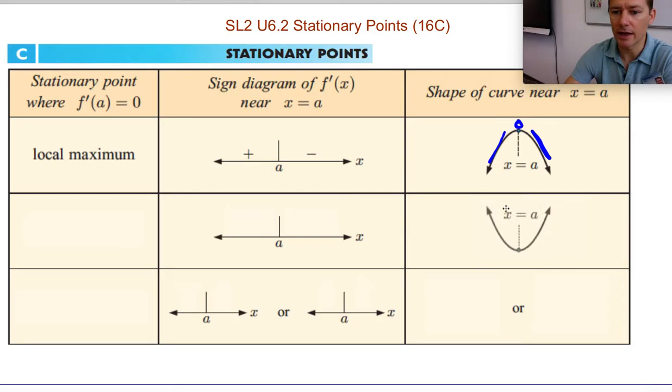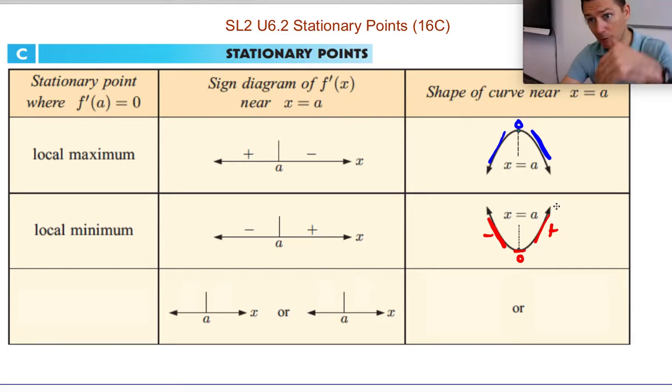Same thing here. If you're looking at a right side up parabola, an up opening parabola, on one side it has negative slope, the 0, and on the other side it has a positive slope. Negative, positive around the 0. That's a local minimum, right? Because it's going downhill to it, hits it, and then goes uphill. It's got to be a minimum.